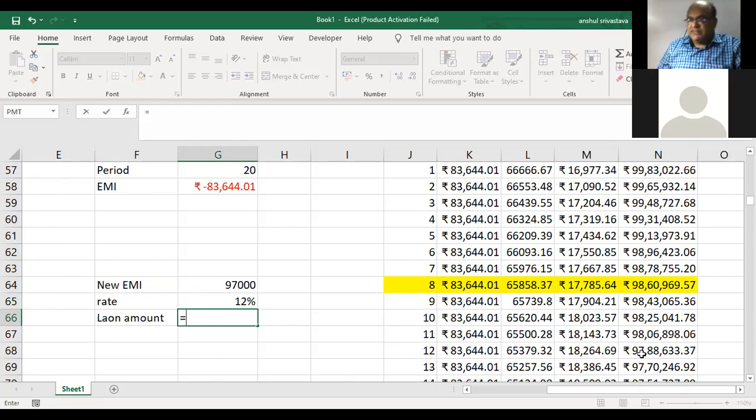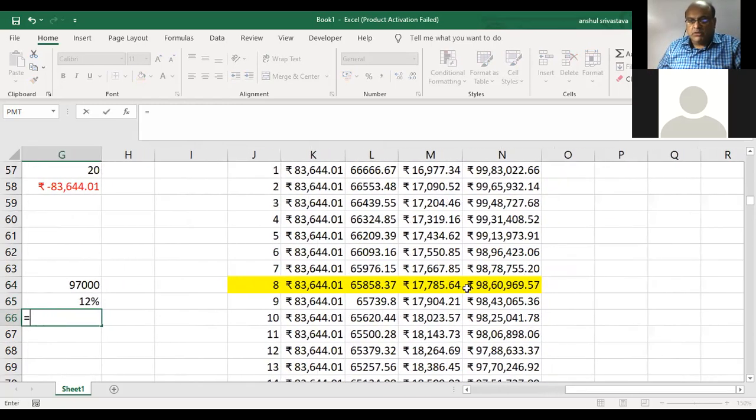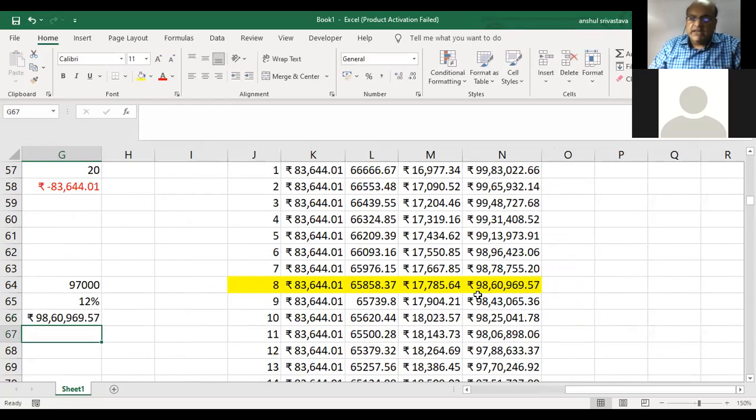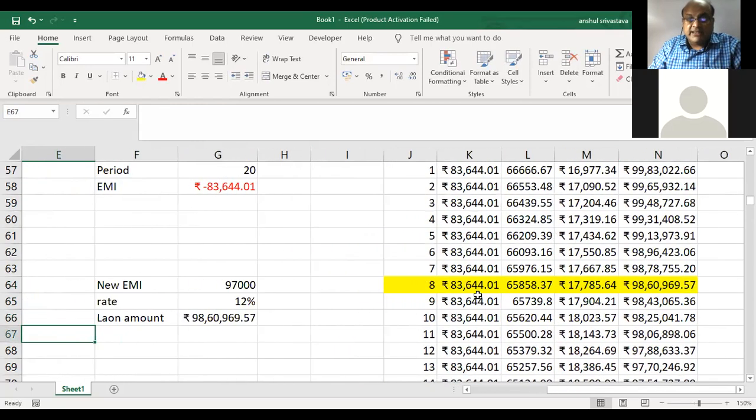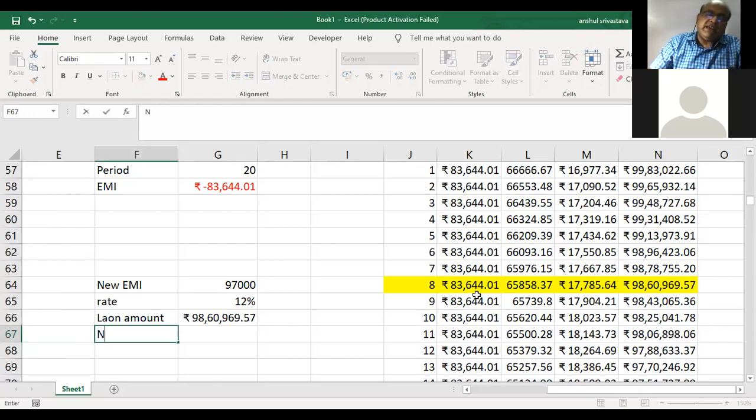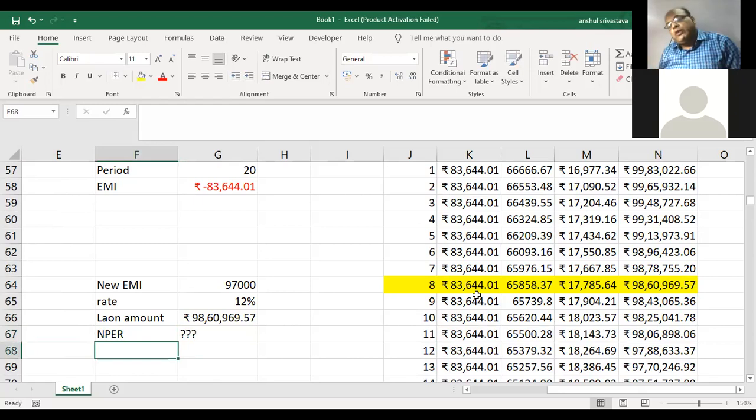After 8 months, whatever is the balance becomes the loan amount. So the loan amount is this much, 98,60,969. It has still to be paid. So what is the period? In how much time will he be able to pay? We have to calculate this. Are we clear with the problem proposition?